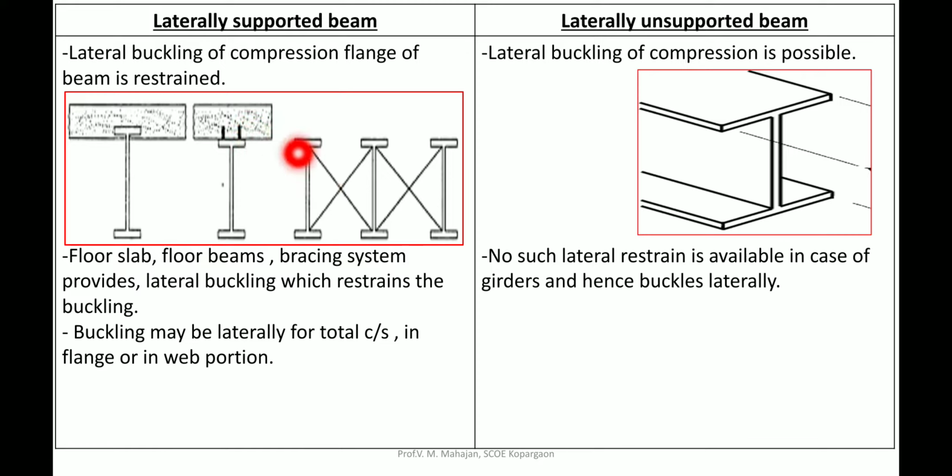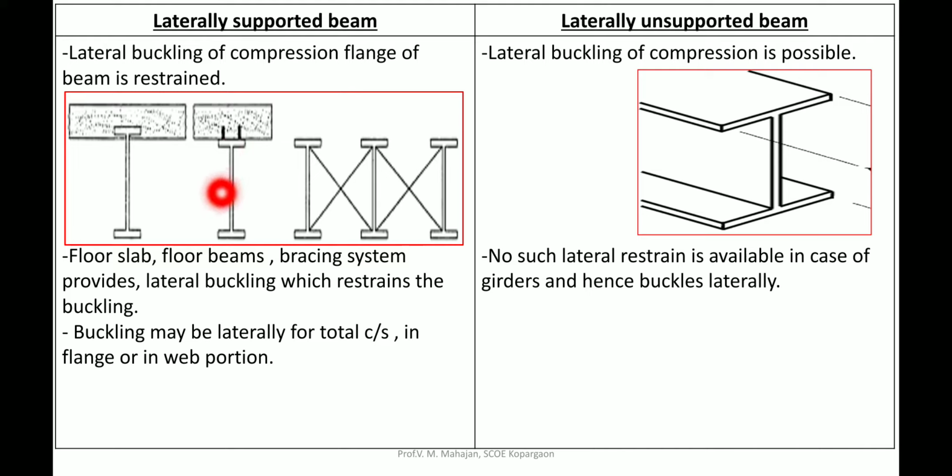Normally two I sections we can place like this, joined by a bracing, a diagonal member called a bracing member. This kind of laterally supported beam we can use in case of floor slabs and floor beams. Such a system is known as a bracing system, which restrains the lateral buckling phenomena.